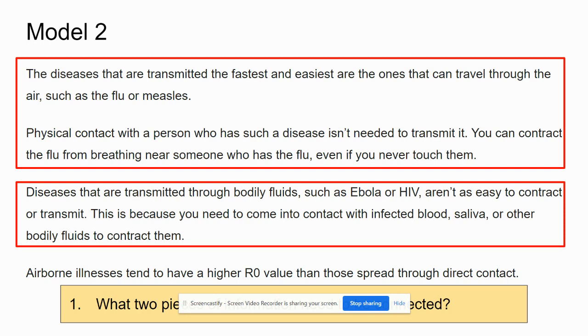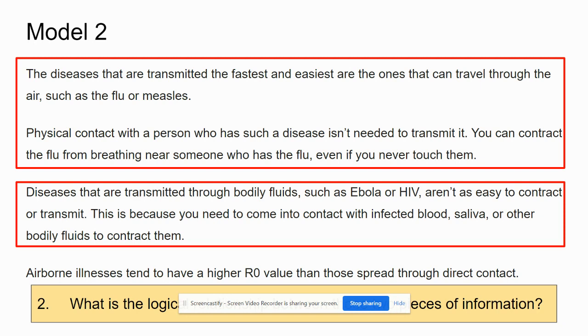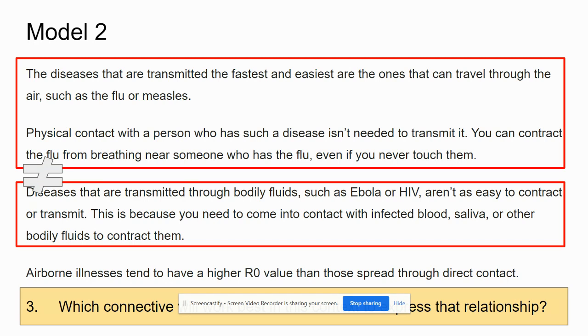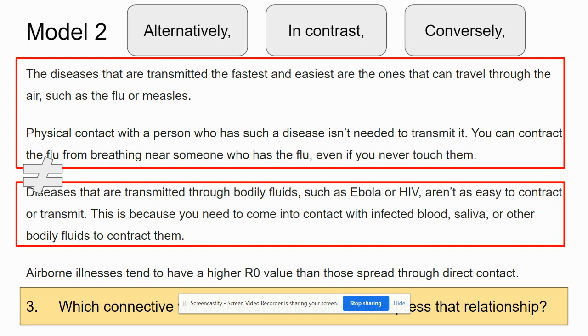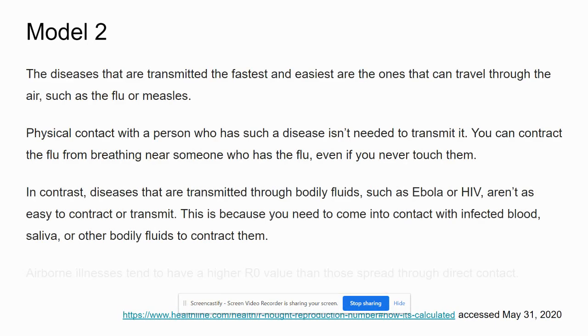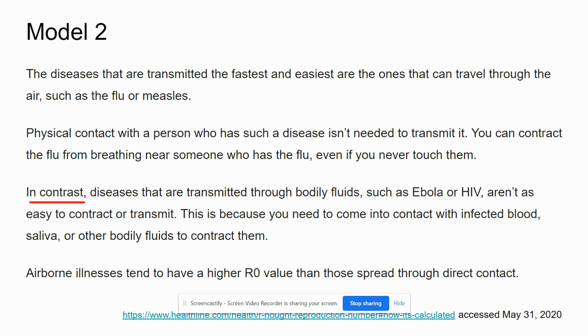So this time we're connecting longer chunks of text. What's the logical relationship between those 2 pieces of information? In this case, we're comparing those 2 types of diseases, transmitted through the air or transmitted through bodily fluids. Which connective might work to express that relationship? In this context, here are some possibilities. Alternatively, in contrast, conversely. They're not really alternatives, so alternatively doesn't work. We're actually contrasting different cases. So in contrast or conversely would work. And we're going to put that connective in here to connect those 2 sections.